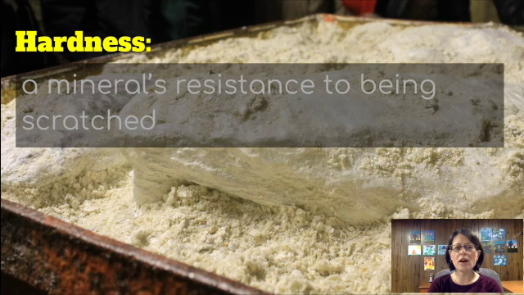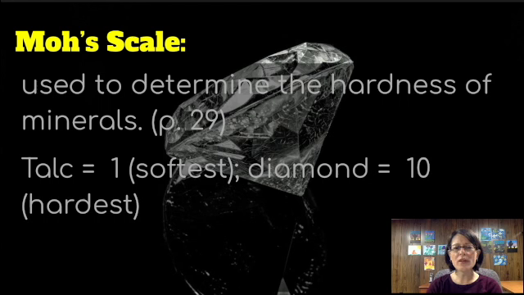We also look at hardness, a mineral's resistance to being scratched. And in the background here, we have some talc that we looked at in class the other day. And as we can see, it looked kind of powdery, not very hard at all. When we look at hardness, we're going to use something called Mohs scale. It's used to determine the hardness of minerals, and it's on page 29.